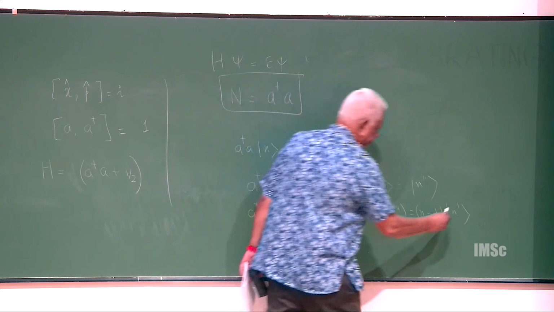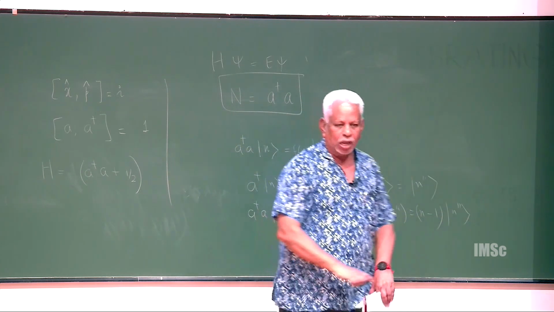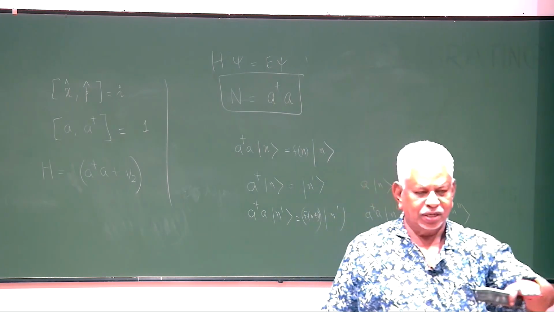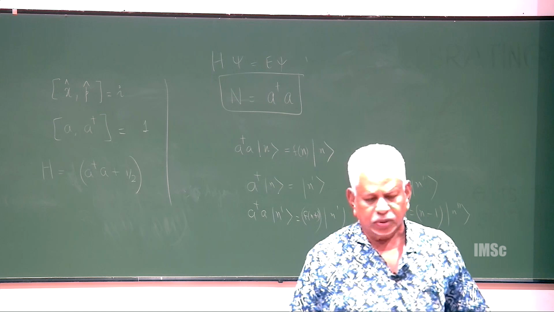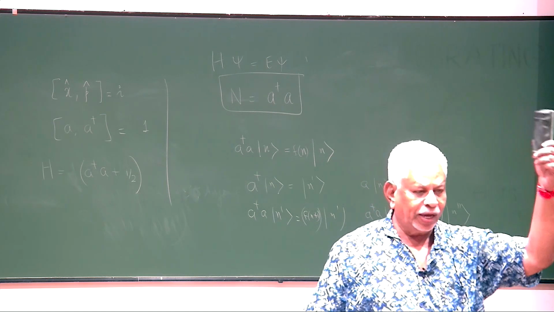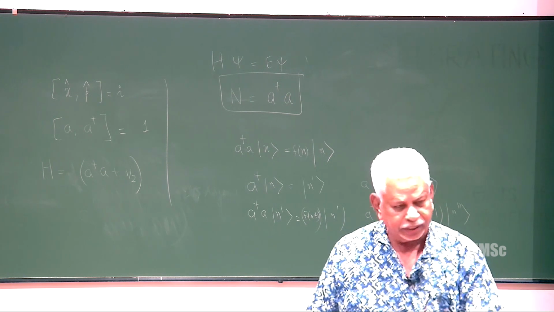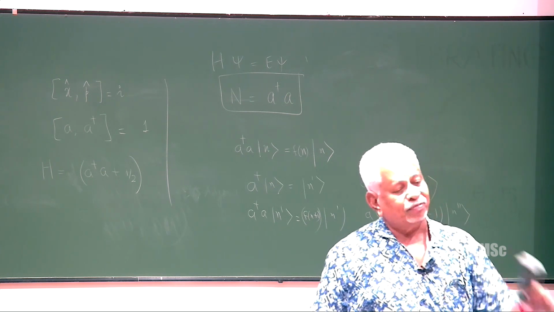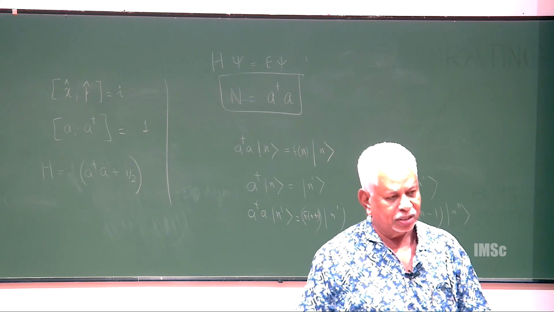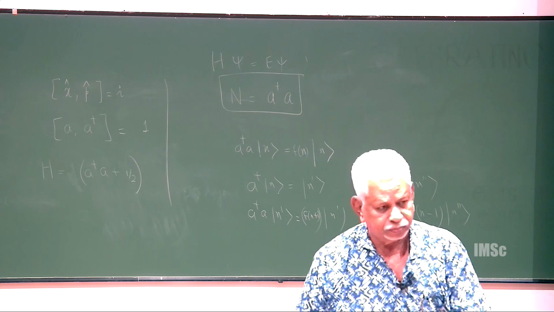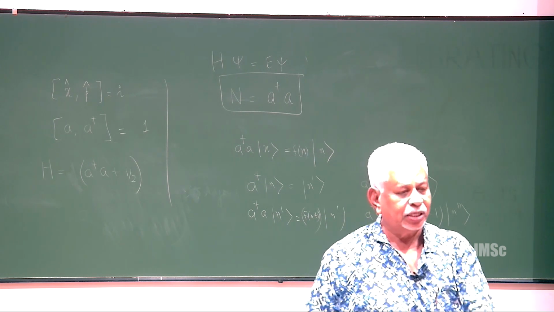N double prime. So what does it do? A lowers it 1 unit, etc. You might have started with 2.5, it will go to 1.5 and then 0.5, etc. But after acting by A on 0.5, it will go to minus 0.5. A dagger A will be minus 0.5.